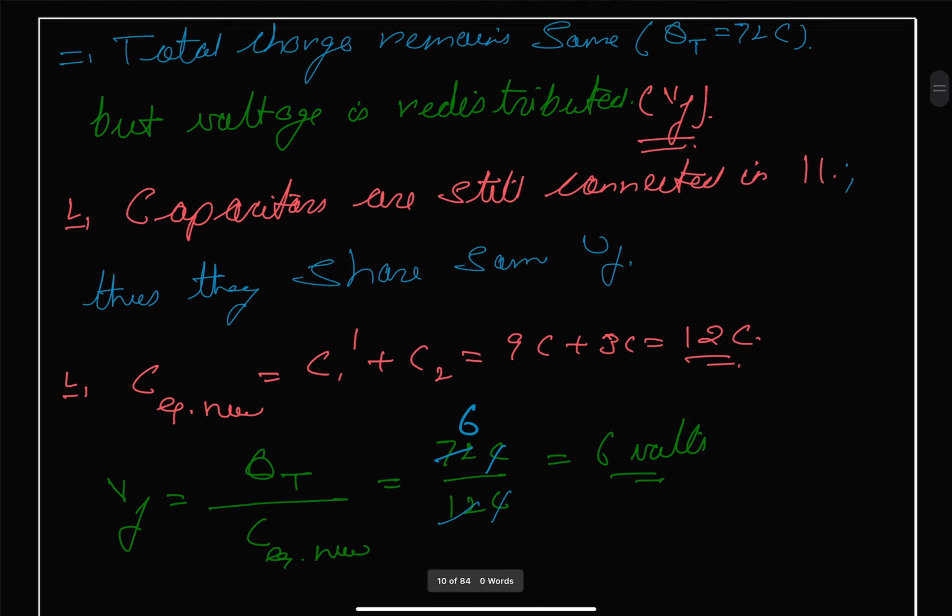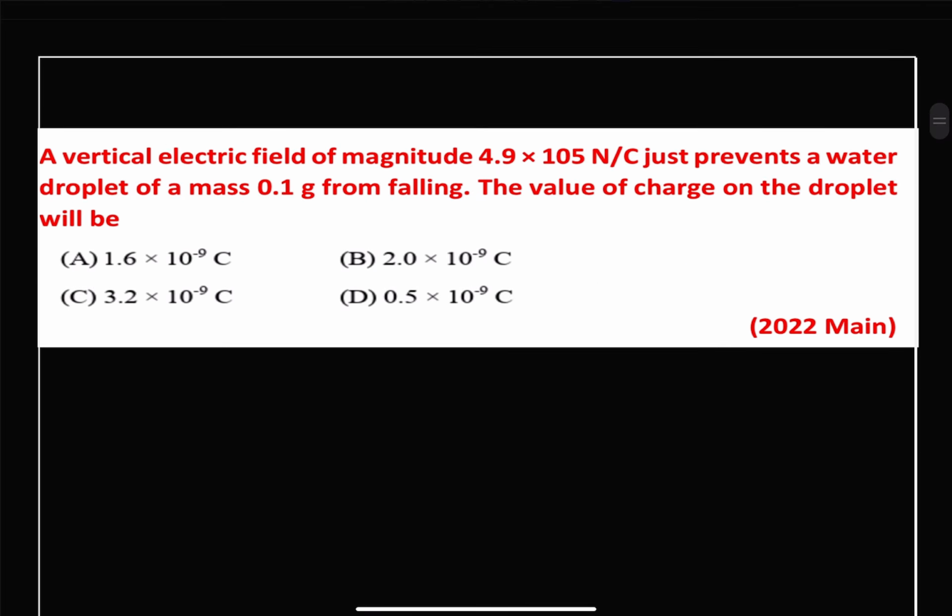Next question. It states that a vertical electric field of magnitude 4.9 times 10 to the power 5 newton per coulomb just prevents a water droplet of mass 0.1 gram from falling. The value of the charge on the droplet will be.